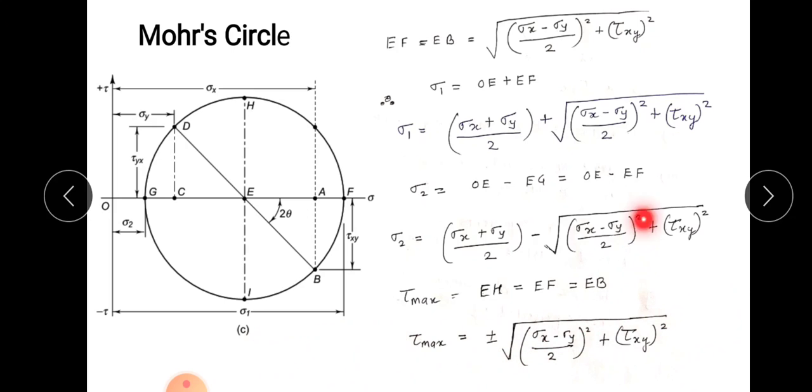In this way, with the help of a simple graphical method, by constructing a Mohr circle, I can calculate the principal stresses, that is the maximum principal stress sigma 1, the minimum principal stress sigma 2, as well as the shear stress tau max. So whenever there is a combined loading, you can use these formulas of sigma 1, sigma 2 and tau max in the design of a mechanical component.